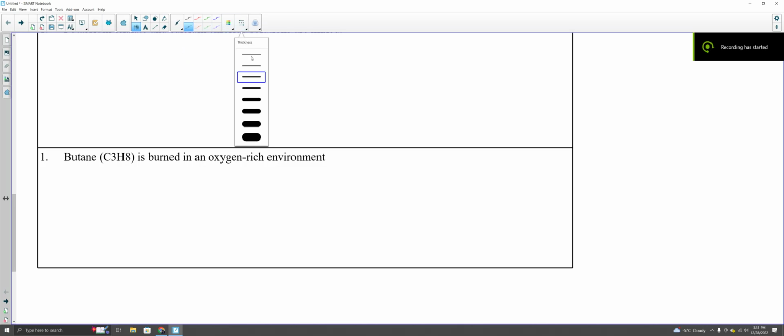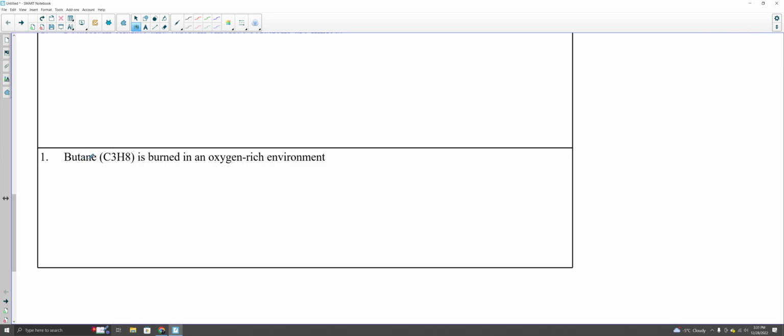Welcome back, and let's give this a shot. So we are going to take a look at hydrocarbon combustion and turning this description into an equation. The first thing we should notice is that they're telling us that we're burning the fuel butane, right?